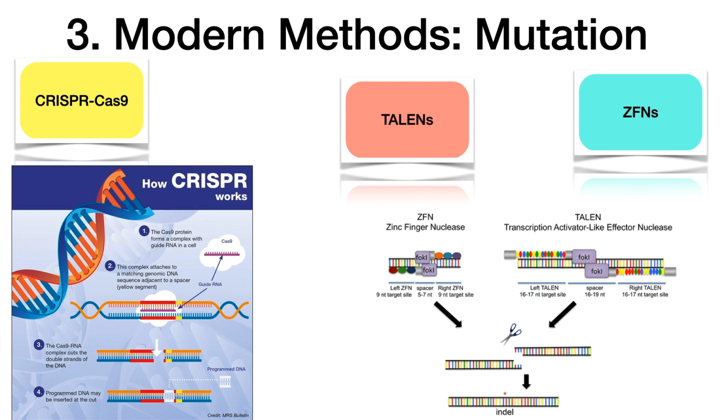CRISPR-Cas9 came as a blessing for most of the scientists, being able to find treatments for cancers. And scientists are working on developing a vaccine for HIV as well using CRISPR-Cas9. What happens in CRISPR-Cas9 is that Cas9 is a specific enzyme that, in integration with a guide RNA, forms a specific complex, and it sticks to the DNA fragment.